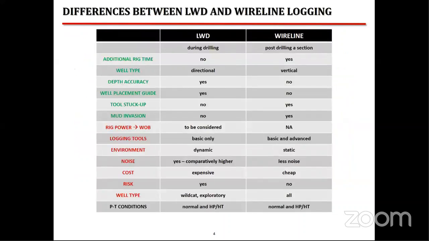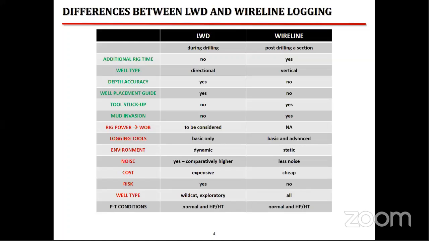Now, for the differences between LWD and wireline logging. The major differences stem from the differing timing of their use. While LWD is carried out while drilling, wireline logging is carried out after drilling of the section has concluded. As a result of this, wireline logging utilizes additional rig time, while LWD is less time consuming. Another important point to be noted is that the LWD tool or sensors form a part of the bottom hole assembly. Because of this arrangement, LWD possesses some advantages over wireline logging.